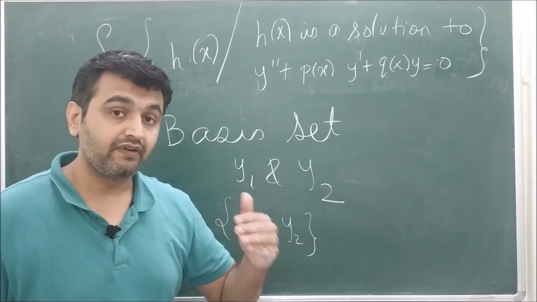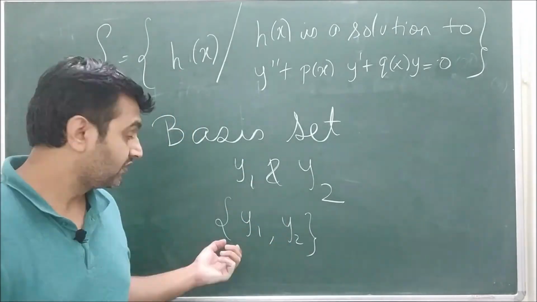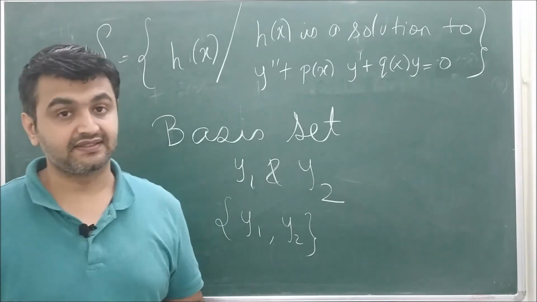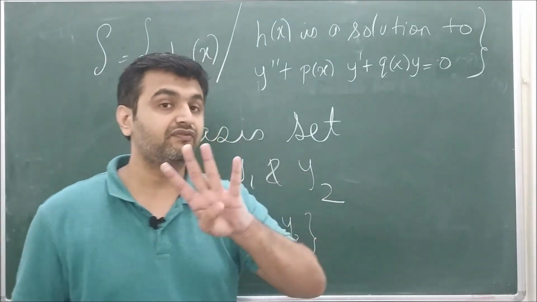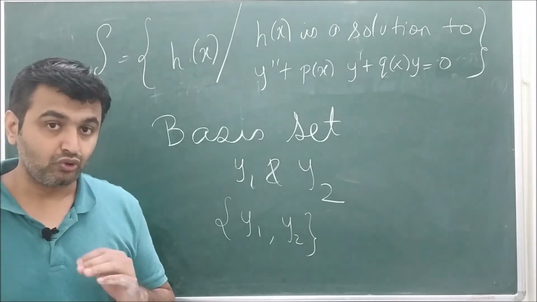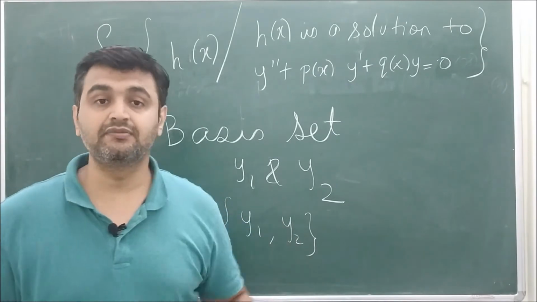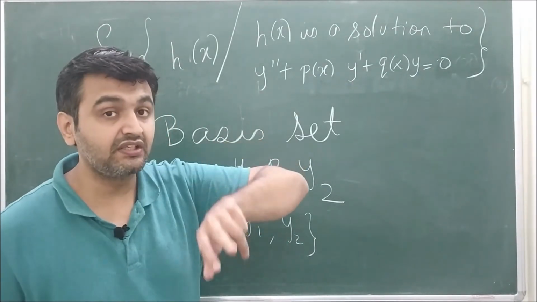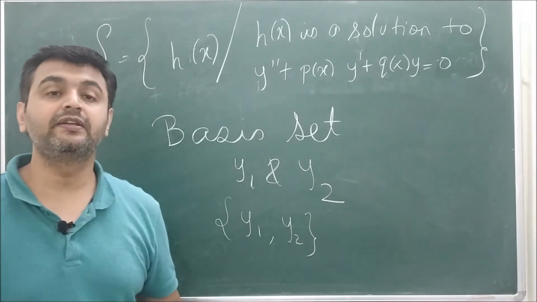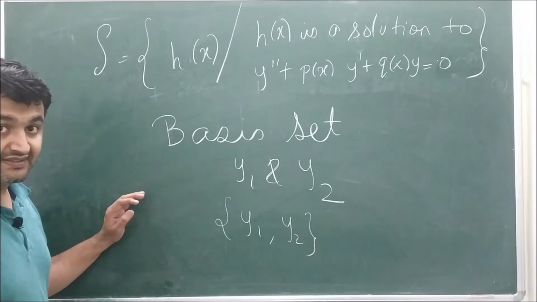If y1, y2, y3 are three linearly independent solutions, then y1, y2, y3 will be called the basis set. For fourth order, if you have y1, y2, y3, y4 as four linearly independent solution functions, then the collection of those four functions will be called the basis set. And the basis set for an nth order homogeneous linear differential equation will have n linearly independent solution functions. So that is what the basis set is.